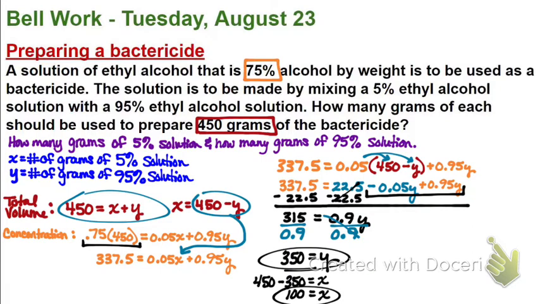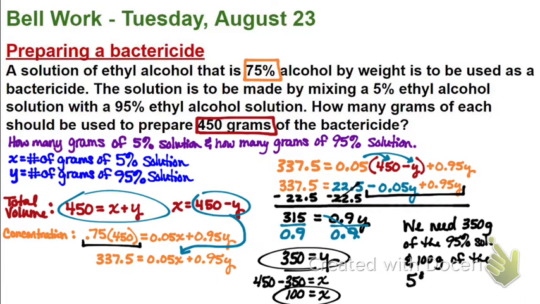So final answer, we need 350 grams of the 95% solution and 100 grams of the 5% solution.